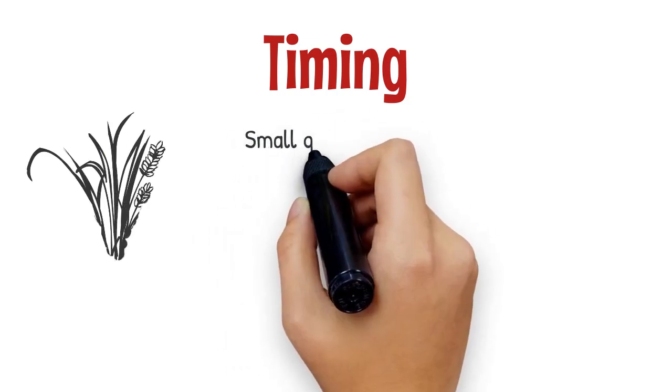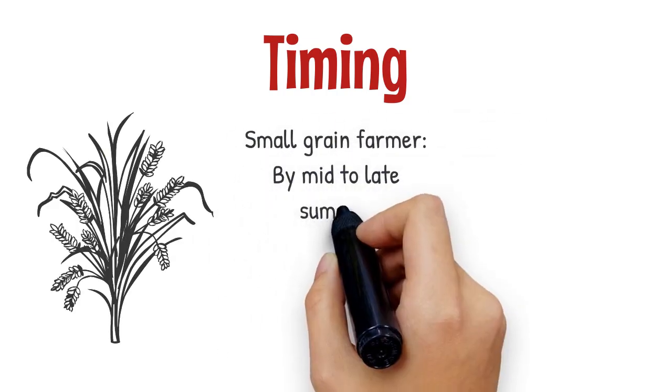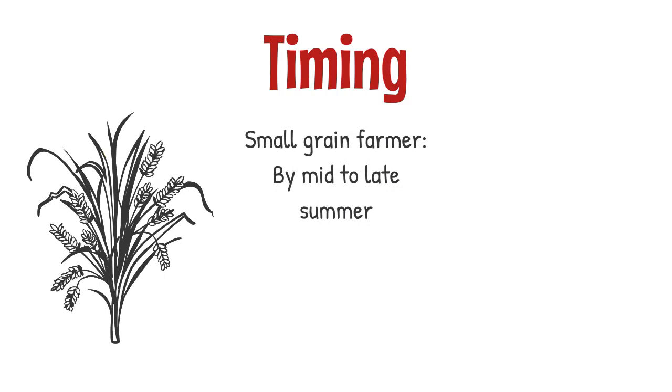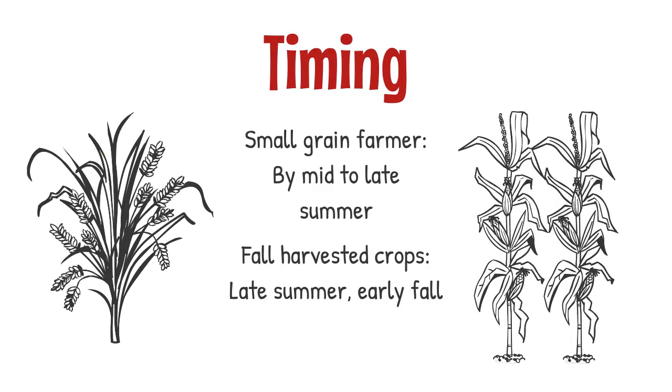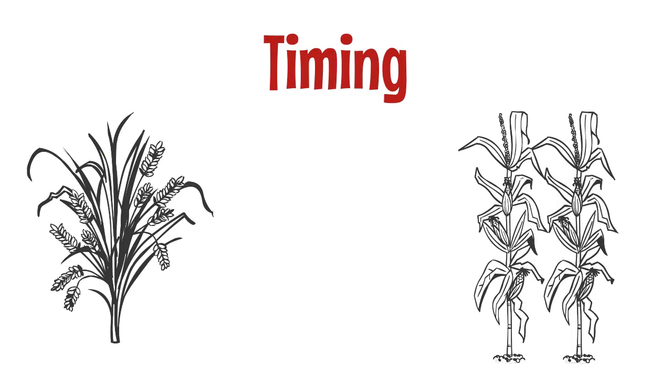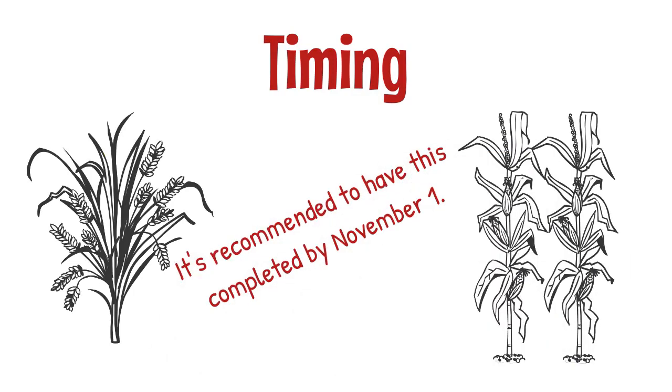The use and frequency of a cash long short depends on the type of operation, risk of the credit, and economic cycle of the commodities being produced. For small grain farmers, the analysis should be completed mid to late summer. For crops harvested in the fall, the analysis should be completed late summer or early fall. In all cases, the cash long short analysis is recommended to be completed by November 1st.